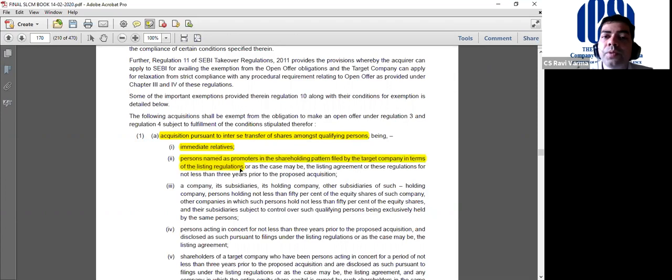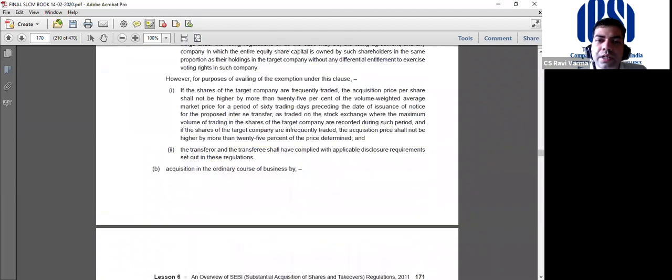Similarly, if it is between promoters, like I am a promoter, my brother is a promoter. I am holding 30%. I am saying, I will not hold 30%, I will hold 5%. I will give 25% to my brother. So you look at the scenario. Again, as a promoter group, we will have a total 30%. 5% mine, 25% his, is 30. Earlier, I was having only 30. So the situation remains unchanged. Why would there be an open offer? Open offer is not required. Similarly, there is a transfer between a company and its subsidiary. It's a subsidiary of that company only, and the control is the same. Then again, the takeover code is not triggered.